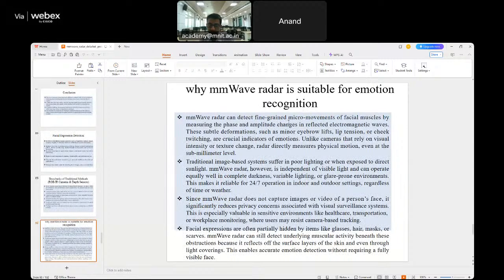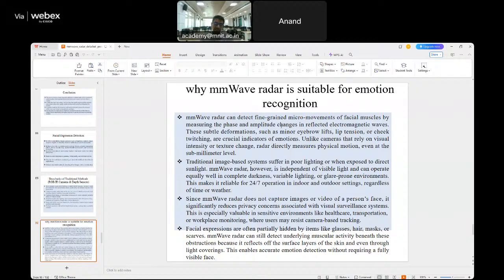So that's why mmWave radar can detect fine-grained, as we have seen, the micro movements of facial muscles by measuring the phase and amplitude change in reflected EM waves. These subtle deformations, such as minor eyebrow lifts, lip tension, or cheek twitching, are crucial indicators of emotions, unlike cameras that rely on visual intensity or texture change. Radar directly measures physical motion even at the sub-mm level. See, that is the advantage.